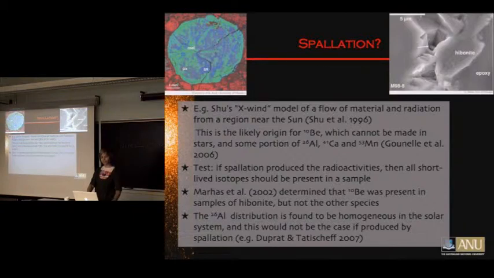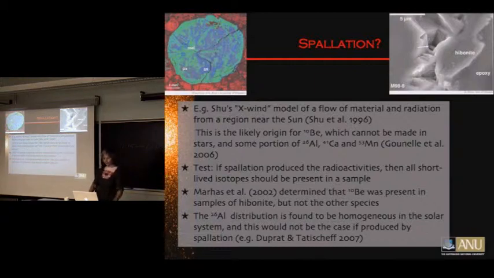There is a test you can do, though. If spallation did produce all of these isotopes, then if you look in the right sort of sample, and I'm not going to really go into details about what is the right sort of sample, then all of these isotopes should be present.